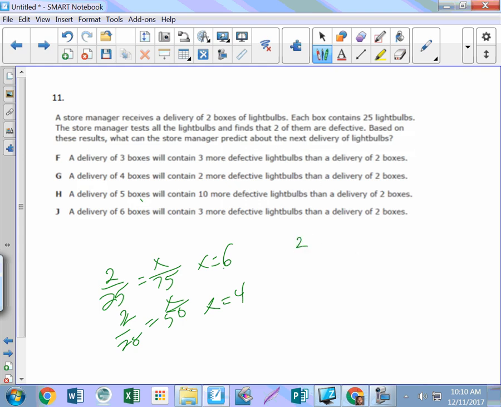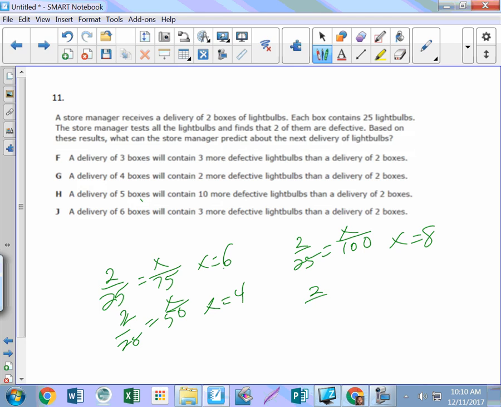So let's do 2 to 25. 4 boxes, that's 100. So that's 200. 200 divided by 25 should be 8. I'm checking my calculator just because I can't do math today. x equals 8. So, delivery of 4 boxes contains more defective light bulbs than 2 boxes. So 2 boxes was 4. 2 more. That's 4 more.